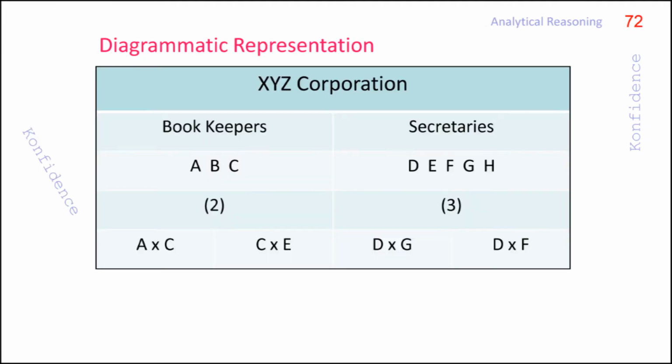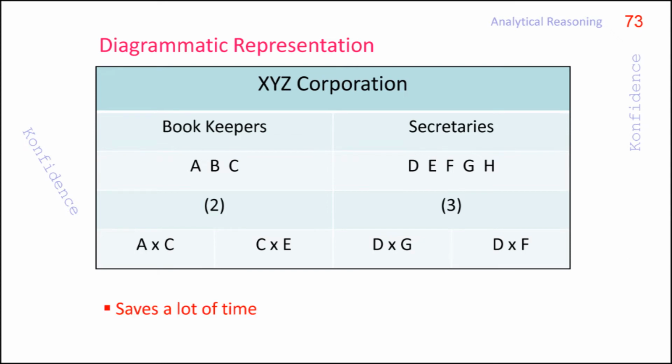My figure for the problem will be as given in the slide. See, XYZ is a company, A, B, C are the bookkeepers, D, E, F, G, H are the secretaries. 2 out of A, B, C have to be selected, 3 out of D, E, F, G, H have to be selected. A does not work well with C, cannot work with E, D cannot work with G, and D cannot work with F.